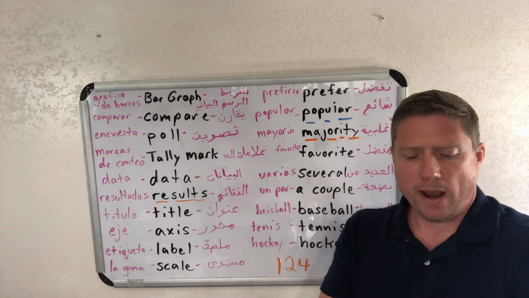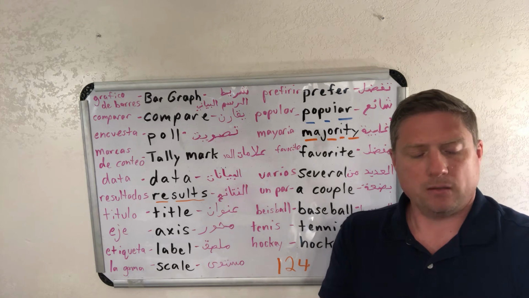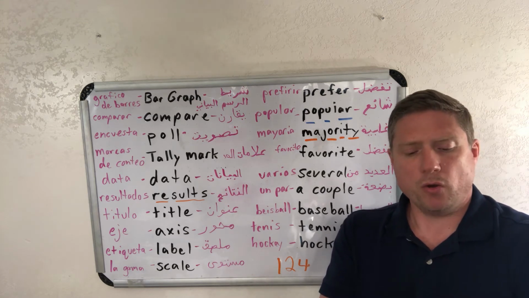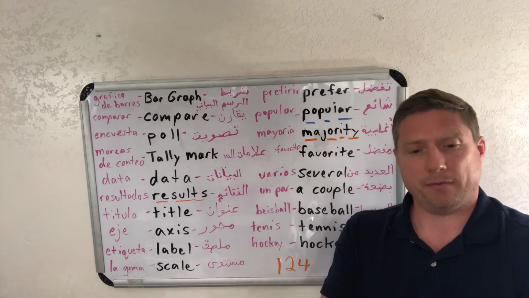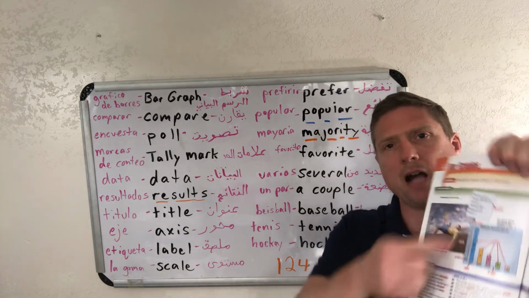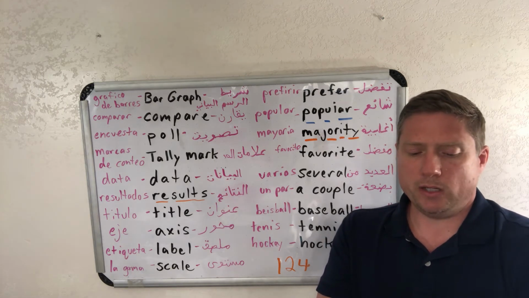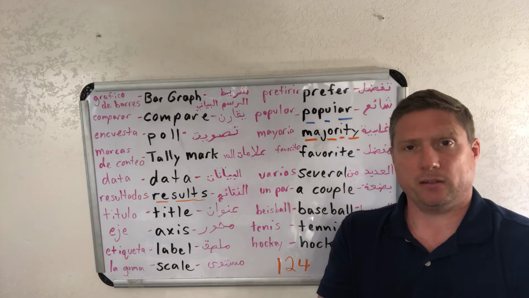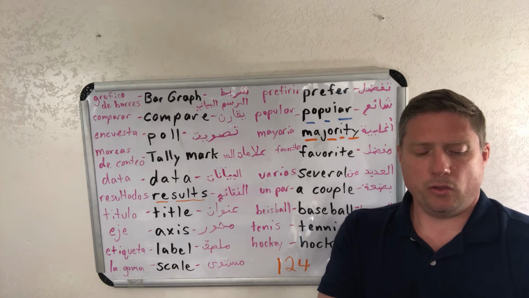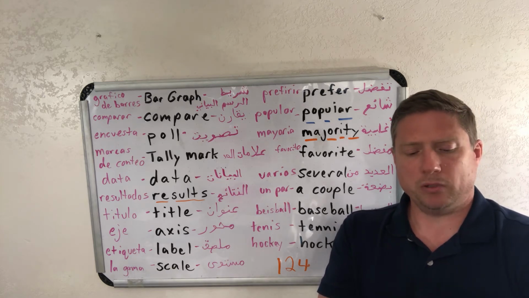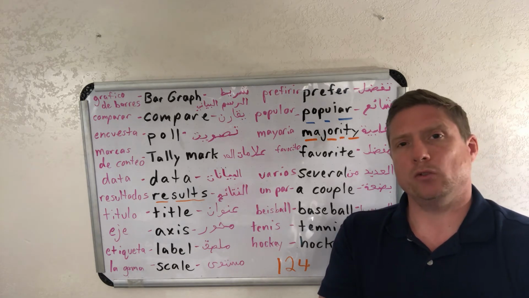Number 11, the graph shows the sport students prefer. 12, the most popular sport is soccer. We see the blue bar there. The blue bar on the graph shows soccer is the most popular. 13, there are 14 students who like soccer best. 14, the majority of students like to play soccer. Again, the majority of students like to play soccer.